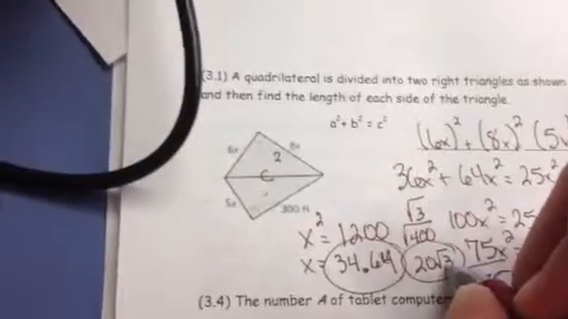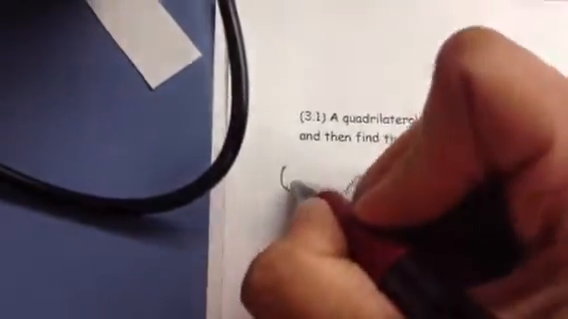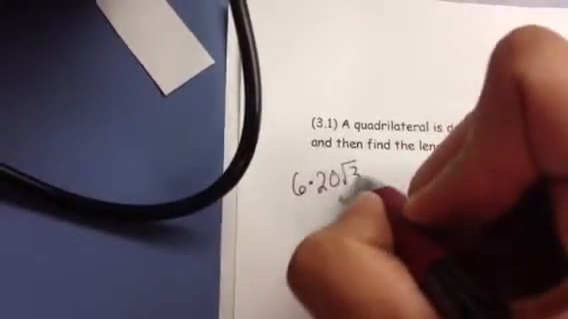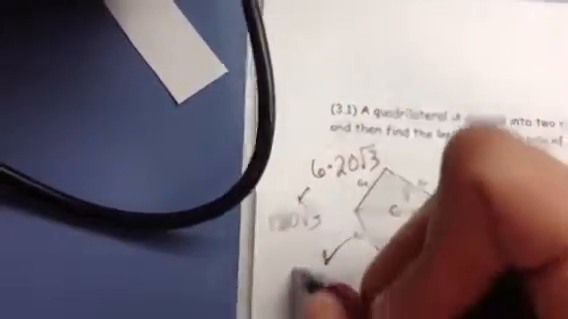So I found x. Now, what I need to do now is take that x and sub it in here. So that just means I'm going to take 6 times this. And that gives me 120 square root of 3. I'm going to take 5 times that amount.